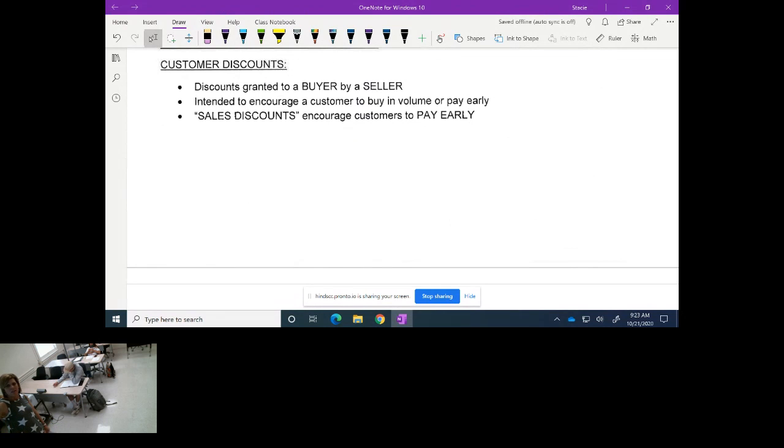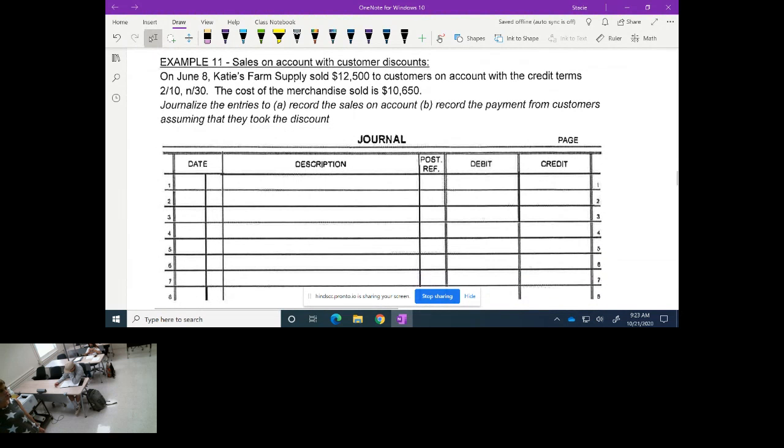Sales discounts encourage a customer to pay early. It's the same thing with the buyer's discounts. When you're a buyer and the seller is offering you a discount, they're trying to get you to pay early. So really, they're kind of paying you to pay early.